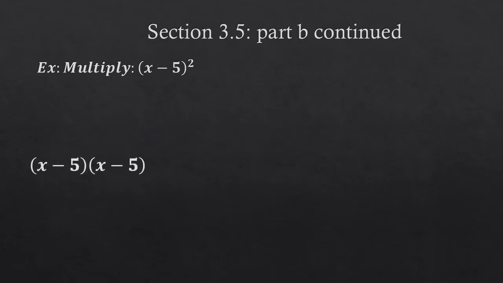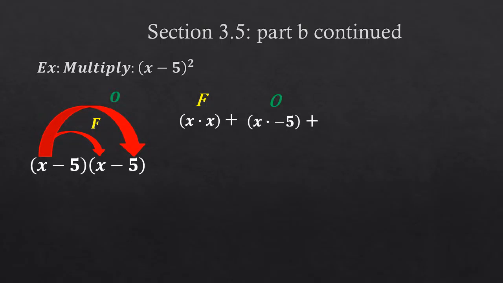Once again, x minus 5 times x minus 5, which is basically the expansion of x minus 5 to the second power. Let's apply the FOIL method. X times x, F, plus x times negative 5, the O, plus negative 5 times x, the I, the inner, plus negative 5 times negative 5, the L, the last.